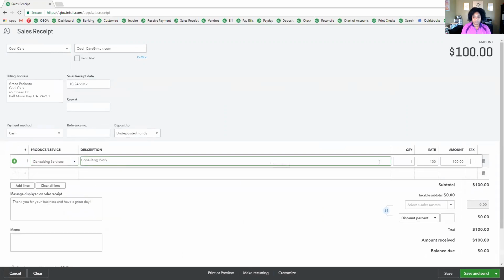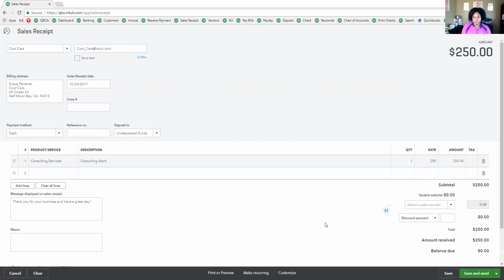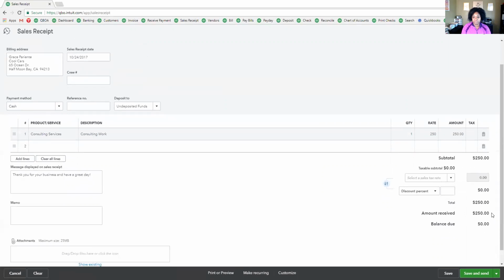Put in your product description and how much you are charging them for that service. So your total invoice right now is $250, and you're going to receive this payment. It's in cash. My suggestion would be that you deposit these funds within QuickBooks in the holding account that is undeposited funds. So you think about undeposited funds as, let's say you have an envelope that you put all of your checks in for the week and you only go to the bank once a week. So it's just a holding account until you get to the bank.